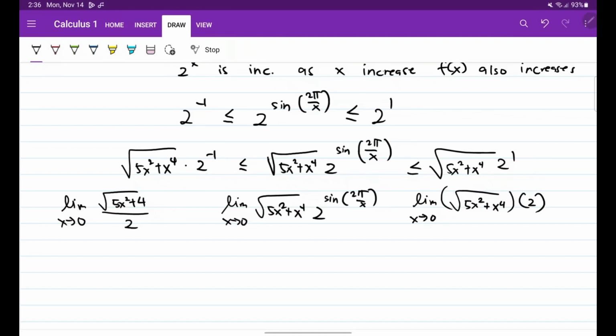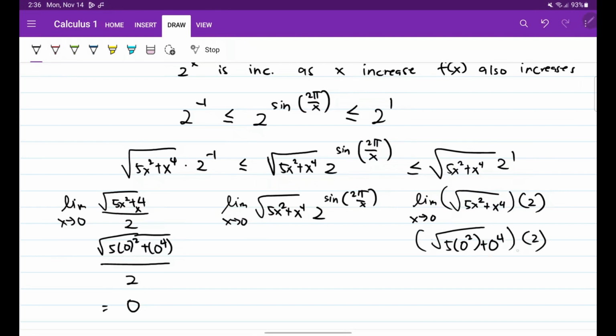So, ano ba limit nito? So, 5x squared plus x to the 4th. So, this will become square root ng 5 times 0 squared plus 0 to the 4th all over 2. So, this is just basically 0. And itong sa kabila, so this is just basically square root ng 5 times 0 squared plus 0 to the 4th times 2, or just basically 0. Meaning, itong limit na to is also equal to 0.